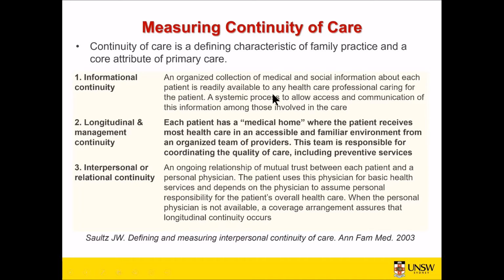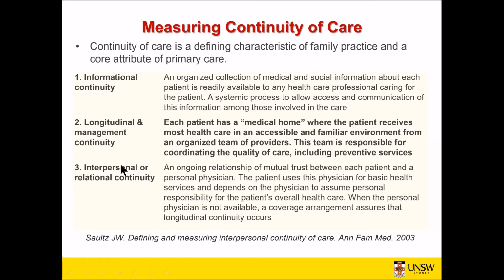So information continuity, as I mentioned, if you're going to measure it, you're going to measure how organized is the collection of medical and social information about each patient. So that's a process that we need to have measures about. The longitudinal or the management continuity talks about a medical home. And so some of the indicators will have to look at how well the organization is available to support a team, either in one place or virtually, to provide continuity of care that is both safe and effective. And that includes both acute care or treatments as well as preventive services.